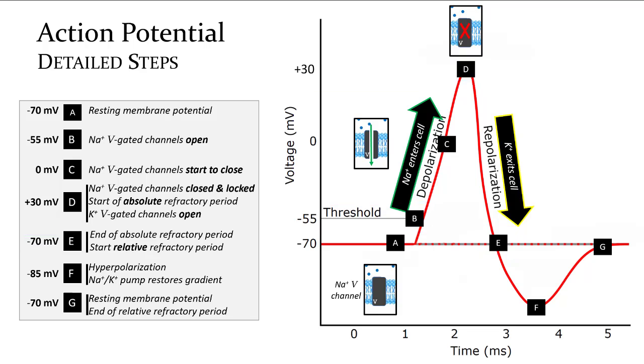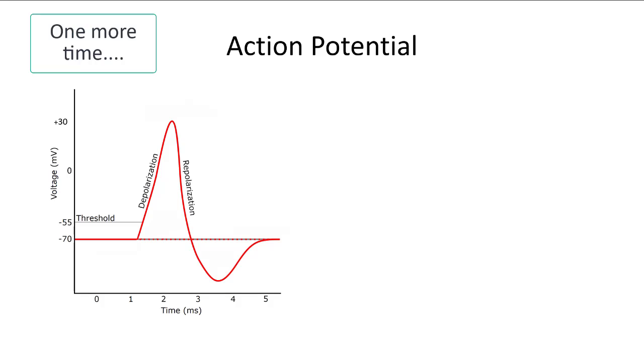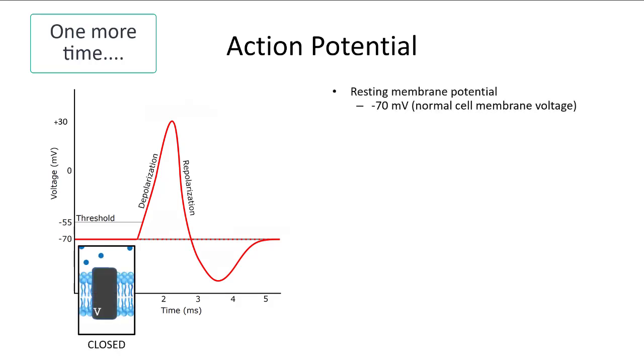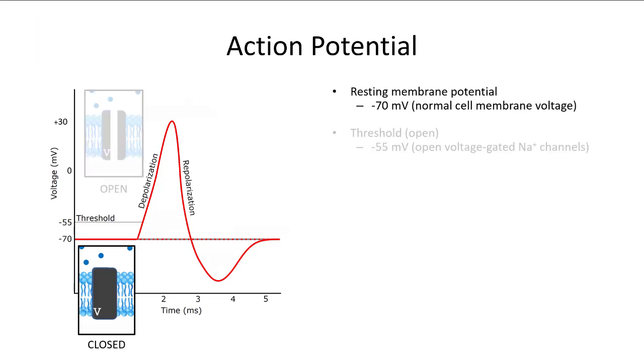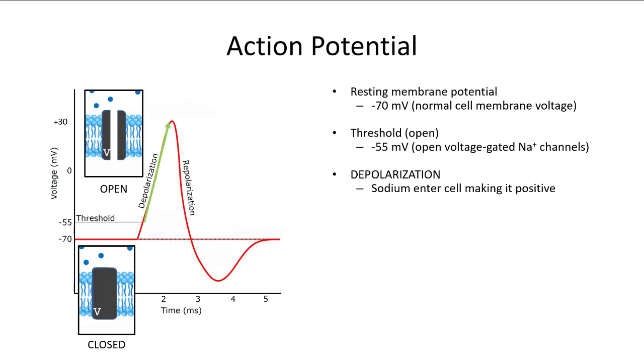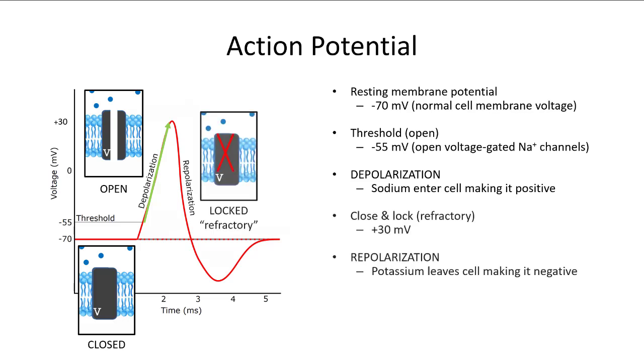Sodium voltage-gated channels open at -55 and they close at +30. Potassium voltage-gated channels open at +30 but close again at -70. We can see this again where we have resting membrane potential where the sodium voltage-gated channels are closed. During depolarization after threshold, the voltage-gated sodium channel is open and the red line becomes positive because sodium is entering the cell. That's known as depolarization.